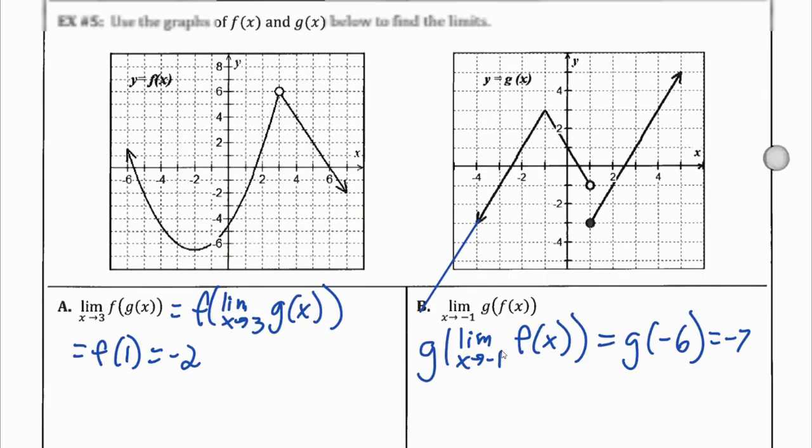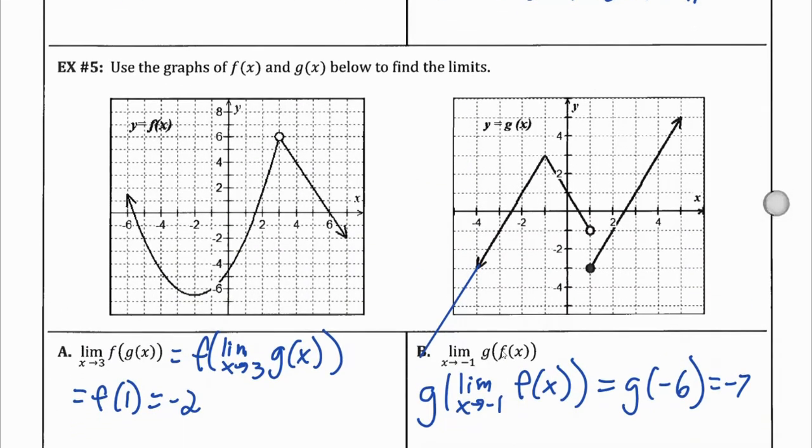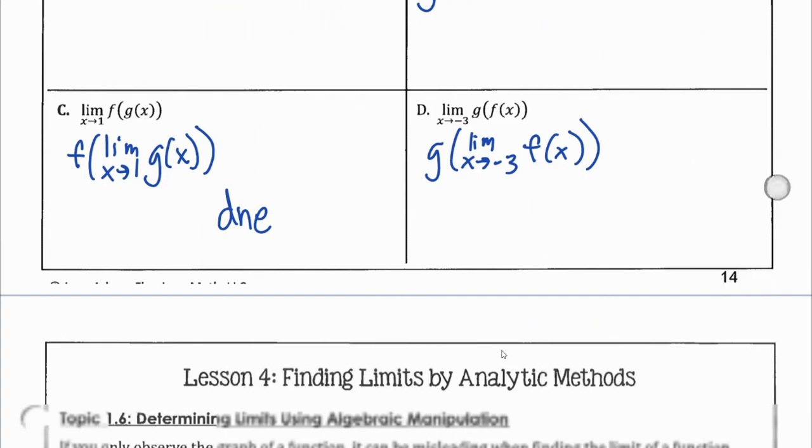So we'll look at our graph. We're doing the limit as x approaches negative 3. So that is negative 6 again. And so again, we're finding g of negative 6, which is negative 7. Alrighty, good to go.